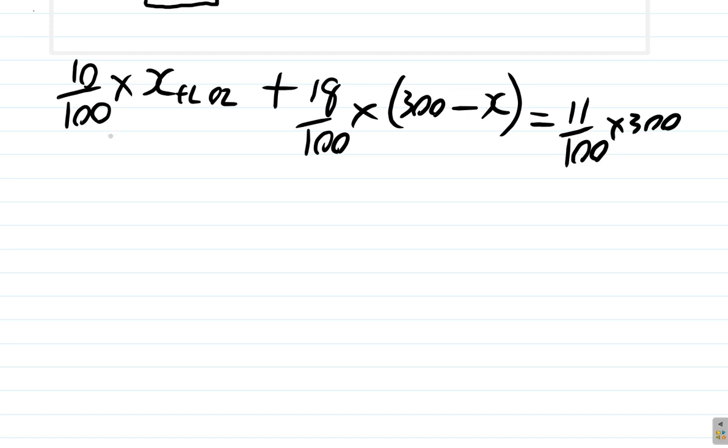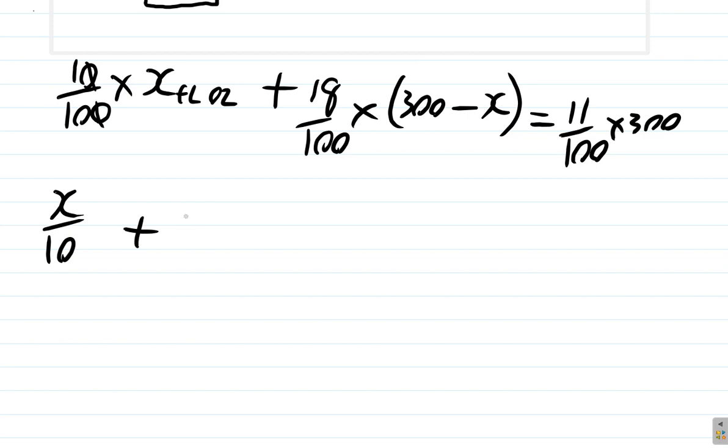So suppose we consider multiplying everything by 100 to get rid of the fraction. We want to work in whole numbers. It's a little less stressful to work in whole numbers. Right? But let's not do that yet. 10 out of 100 times x is 1/10 of x. You could write it as x over 10 plus 18 over 100 times 300.